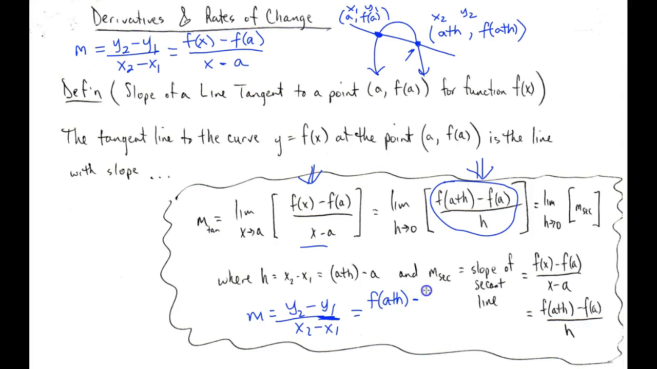The f of a would be y1. And of course, the x2 would be a plus h. And the x1 would be minus a. And of course, those a's would cancel, and all I would have left in the denominator is h. And so you see how we end up with that form of the difference quotient.